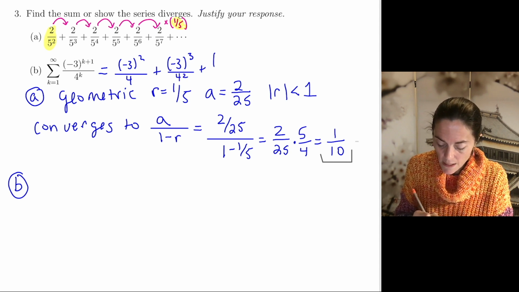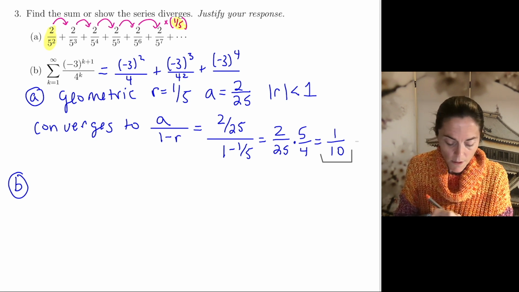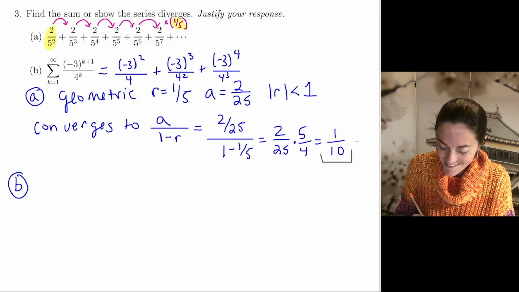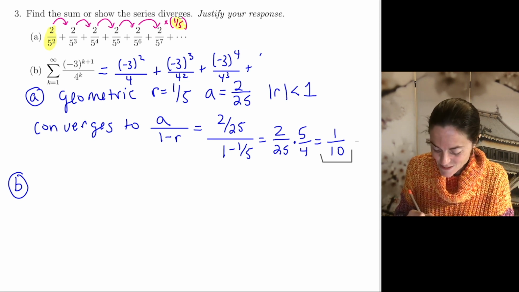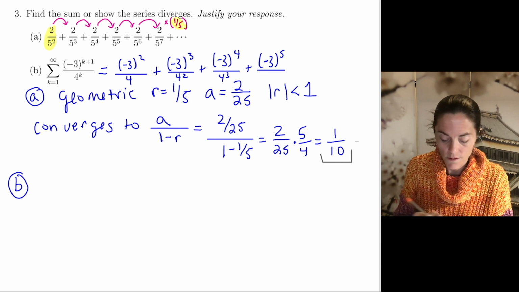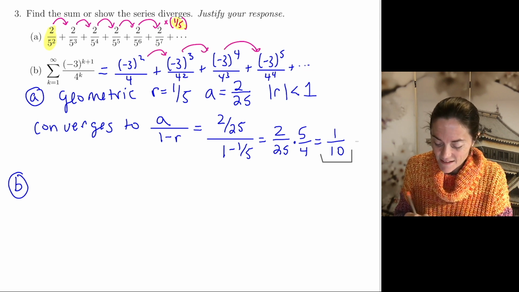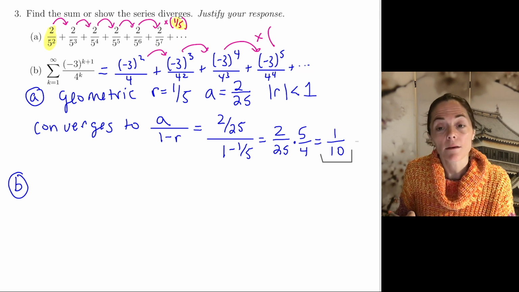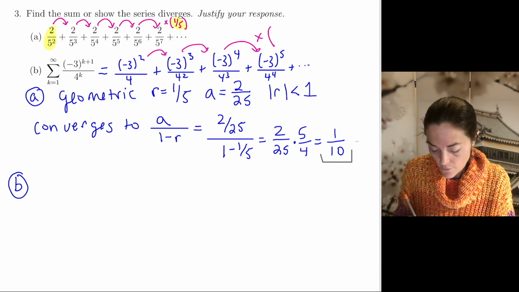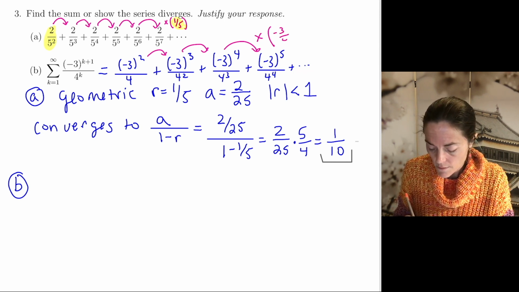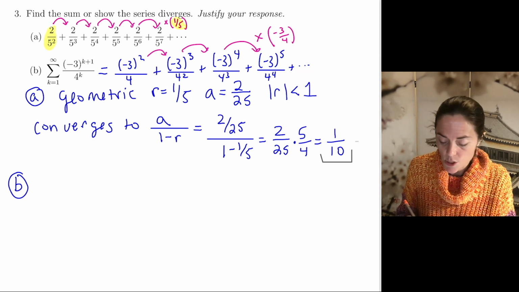For k equals 3, I have minus 3 to the 4th over 4 cubed. And you could keep writing if you wanted to. The next one would have minus 3 to the 5th over 4 to the 4th, etc. But you can see that as we move from one term to the next, we are multiplying by minus 3 over 4. So definitely this is geometric.